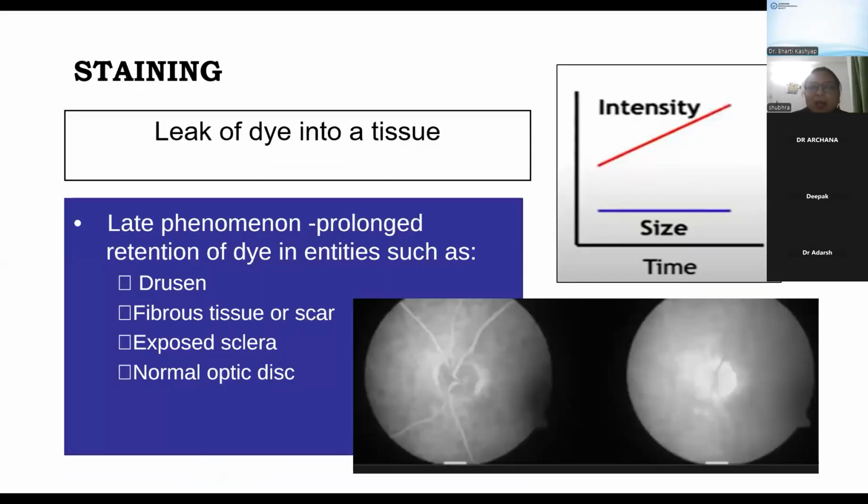Next is staining. Now staining occurs where there is leak of dye into a tissue. Here again, the intensity will increase, the size will remain same. However, the intensity will over time decrease. Okay. So this occurs wherever there is a fibrous tissue, there is a scar, or there is retinal thinning, like you have chorioretinal atrophy. In areas like that, you will have staining.